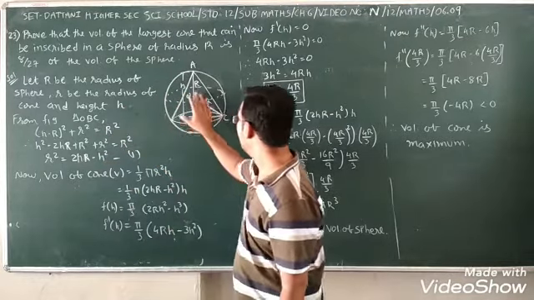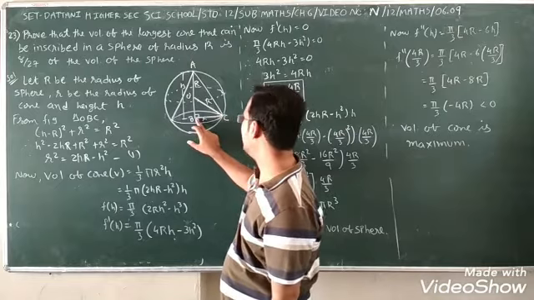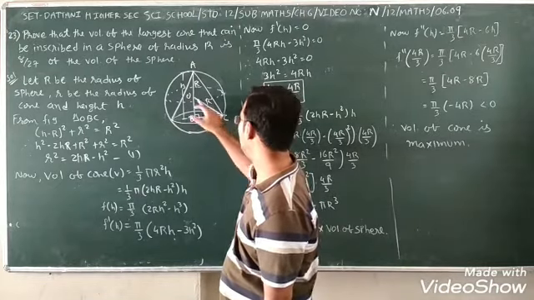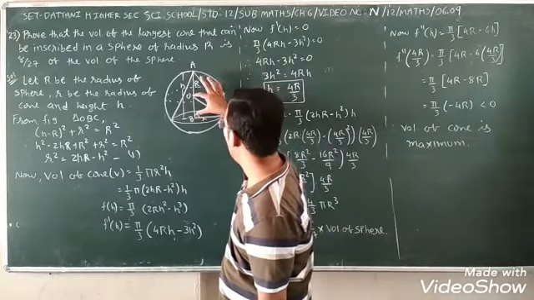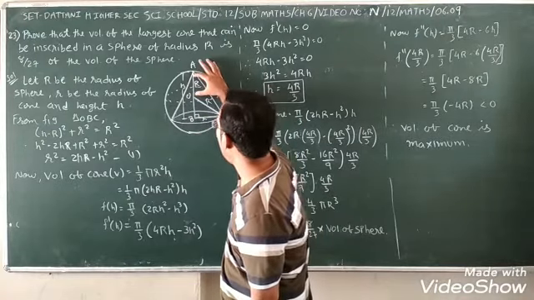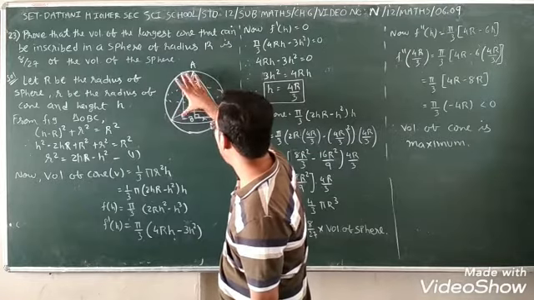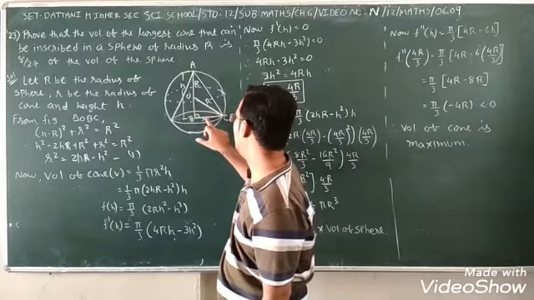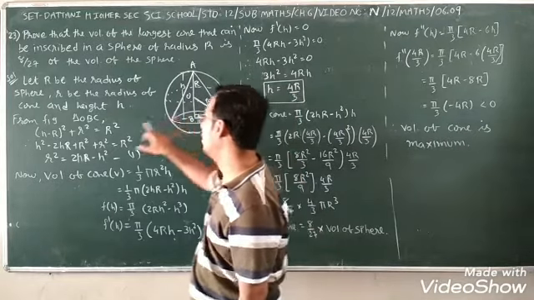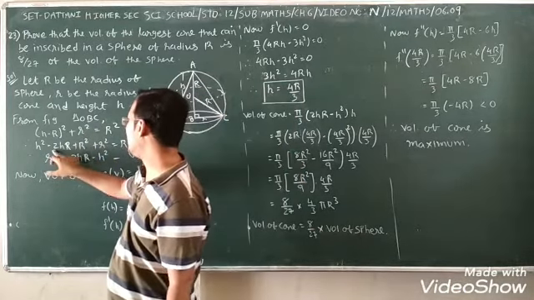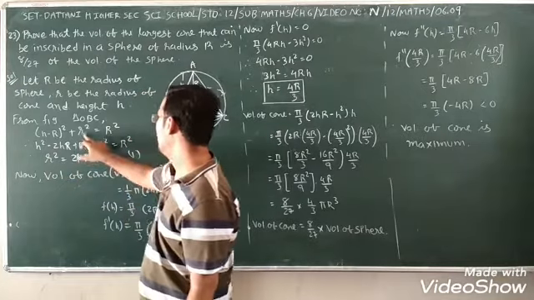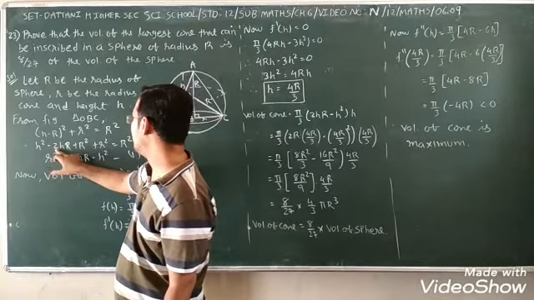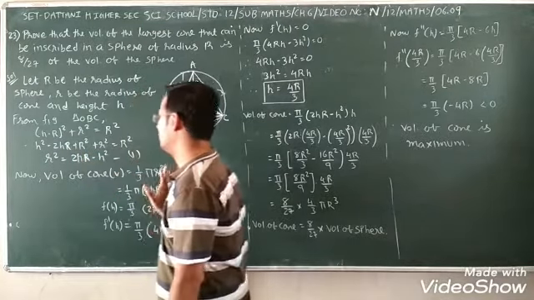From the figure, triangle ABC makes a 90-degree angle at B. So using the Pythagoras theorem, OB square plus BC square is equal to OC square. OB is H minus R. So (H minus R) whole square plus r square is equal to R square. Open this bracket: H square minus 2HR plus R square plus r square is equal to R square, cut. So r square is equal to 2HR minus H square.